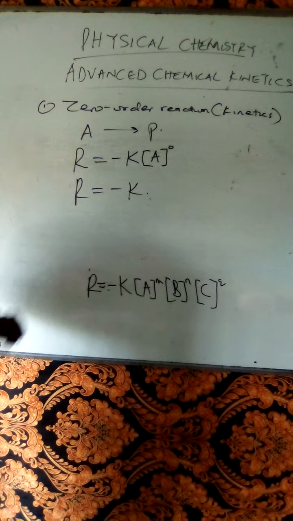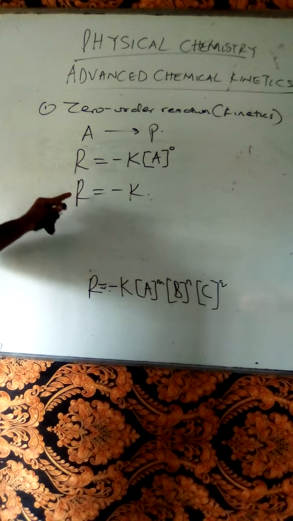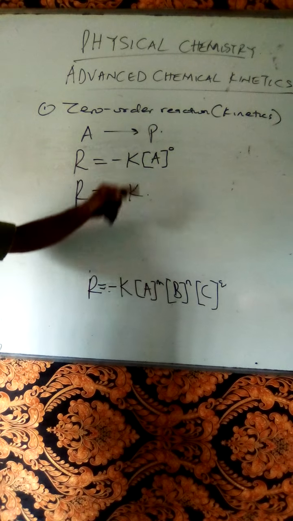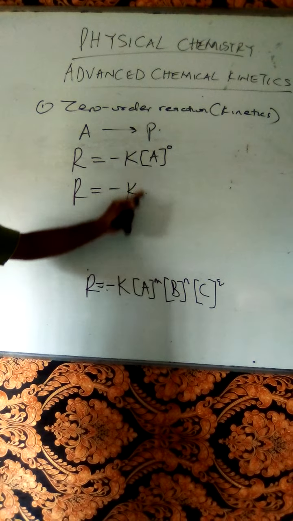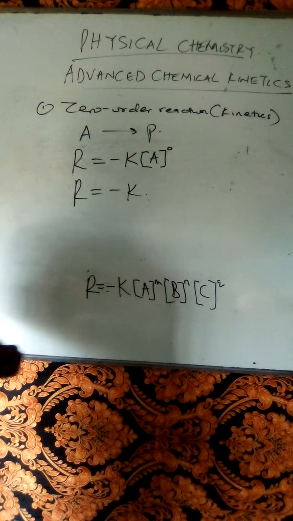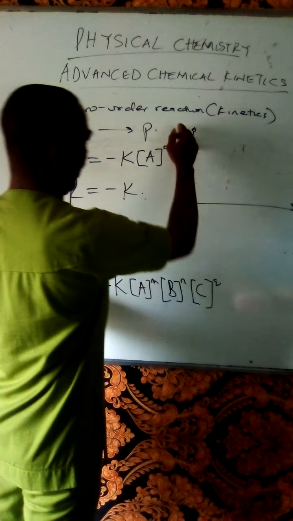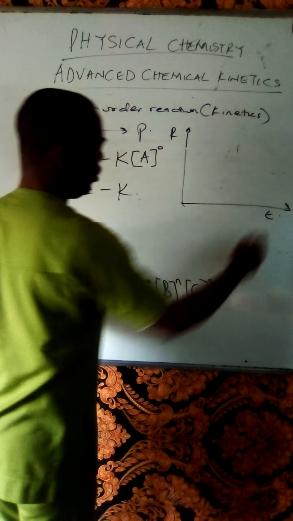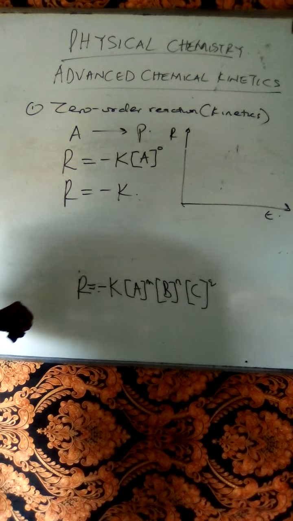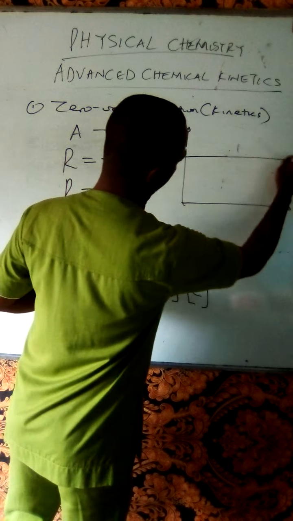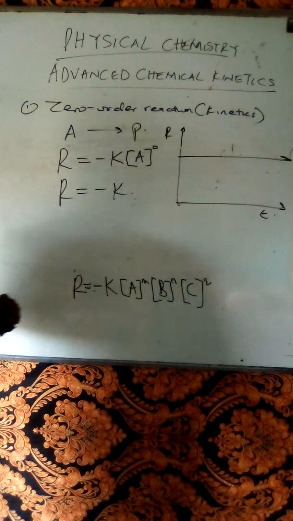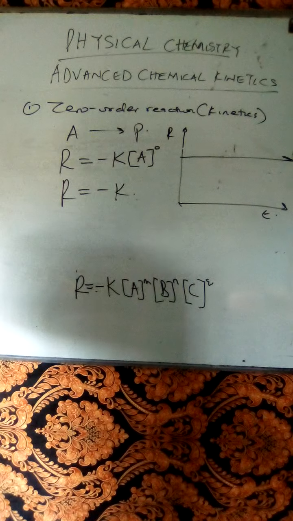Or we can say the rate of reaction does not depend on the concentration of the substance because A didn't appear here. So if you plot a graph of the rate of reaction against time for zero order reaction, we have a horizontal graph, meaning the rate is independent of concentration or time.